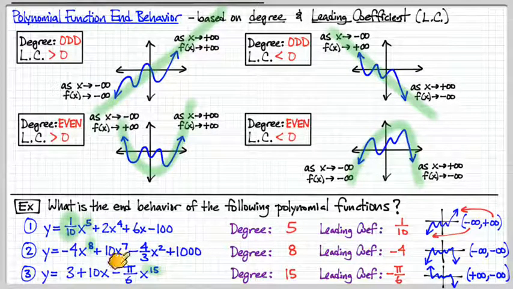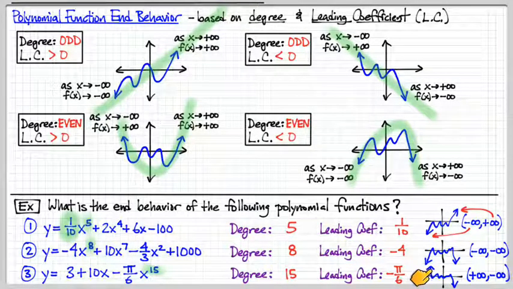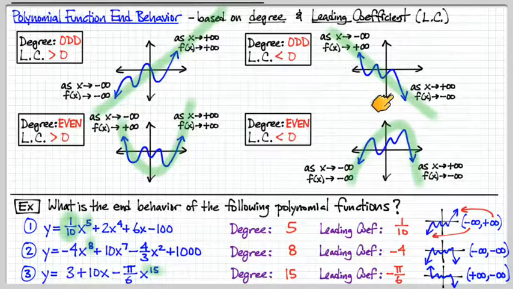Last case, degree 15, leading coefficient negative, pi over 6. Odd degree, it's kind of like a line. Negative slope line in a way. So it's going to have a behavior positive infinity on the left, negative infinity on the right, just like this case right up here. Okay, that's our lesson for today.